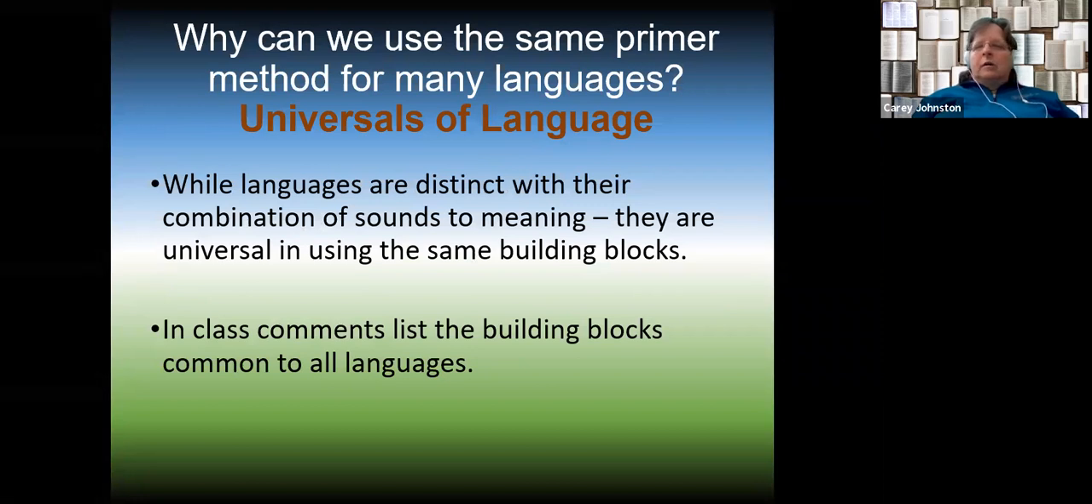So for your assignment, in the comments area, just talk a little bit about languages: while languages are distinct, what are some of the building blocks that are common to all languages, how those work together to form a story, and why that's important as we're developing the primers.